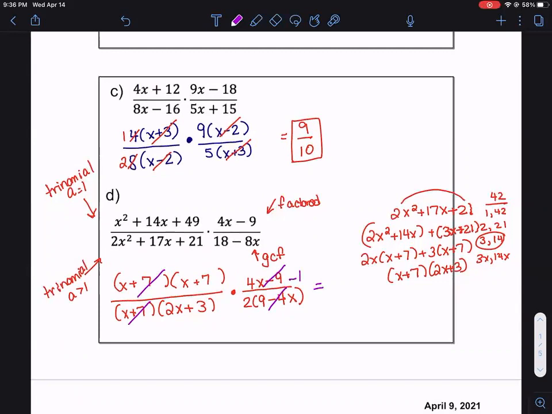Again, it doesn't matter where you put the -1, but I always suggest in the top. So you have -1 times x plus 7 over 2. I forgot there was a 2 there. Sorry about that. Times 2x plus 3. And that would be your final answer.